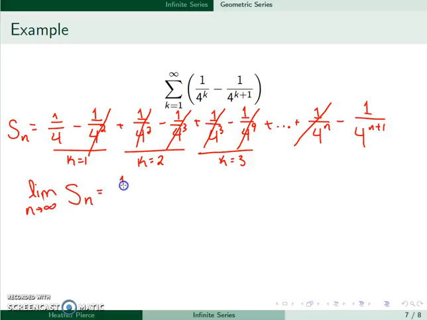So we have 1 over 4 minus the limit as n goes to infinity of 1 over 4 to the n plus 1, the two terms that don't cancel. We know that the limit of 4 to the n plus 1 as n goes to infinity is infinity. However, putting this on the bottom of a fraction would go to 0. So my actual series is 1/4.